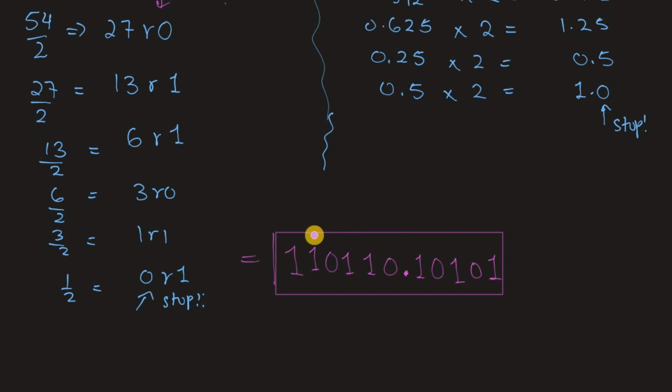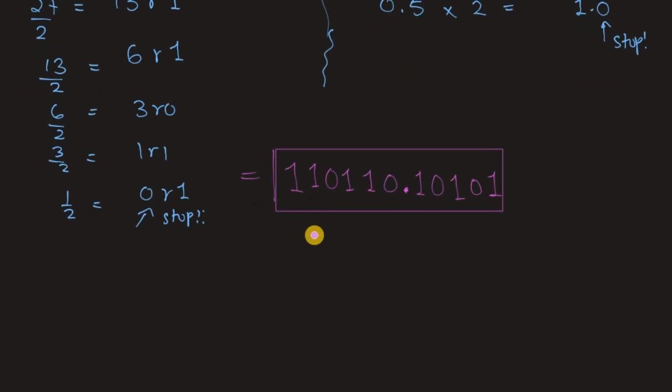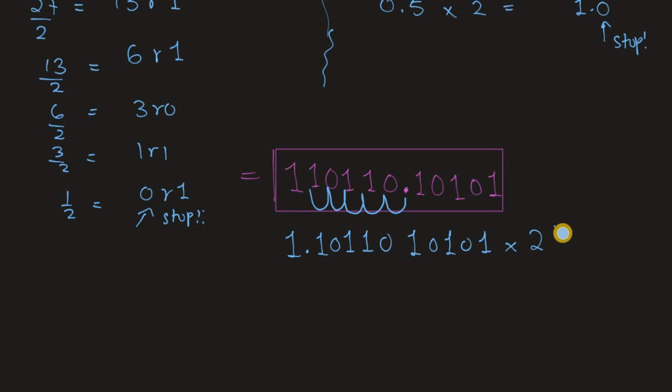Okay, so now what's the next step? The next step is basically to normalize it, right? So let's go ahead and normalize this number. Normalize means we have to move this decimal place. So 1 2 3 4 5. Move this decimal place by 5, right? So this number is going to become 1.10110101001 times 2 to the power of 5. Why 5? Because we moved the decimal place by 5. Okay, so this is your number normalized.